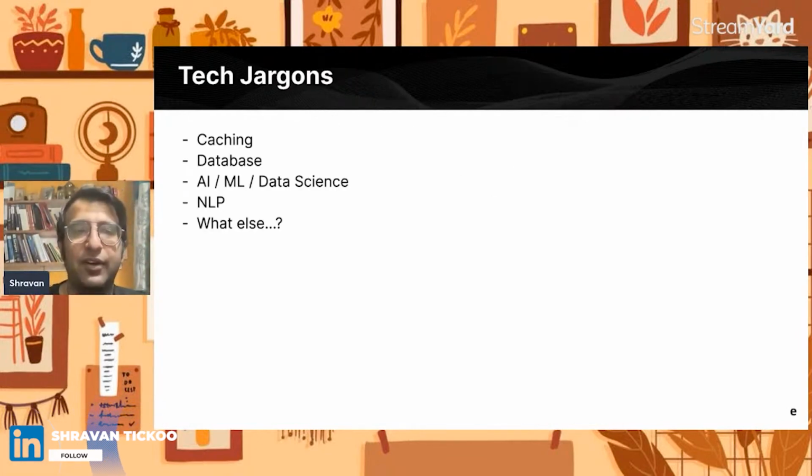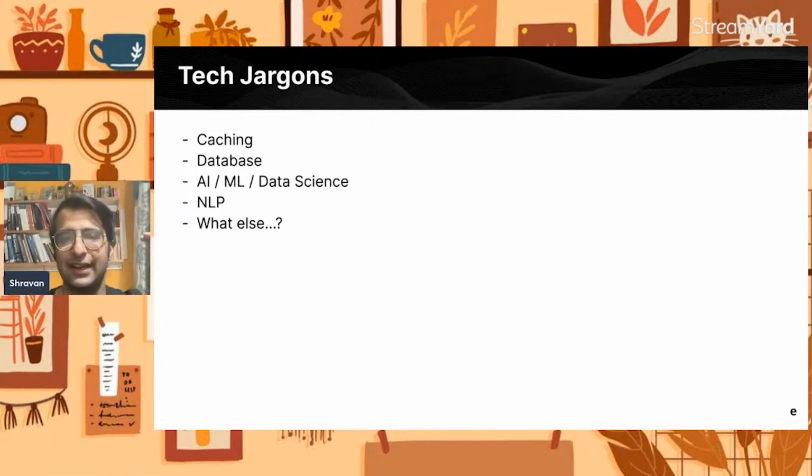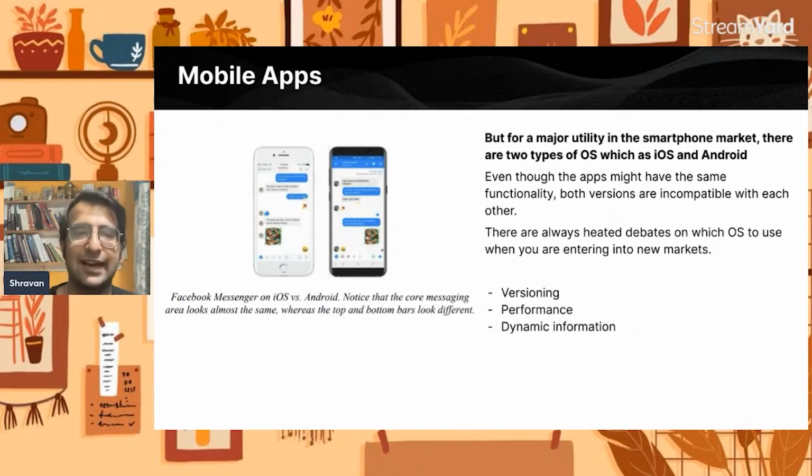In tech, you might have heard a lot of jargon like caching, database, AI, ML, data science, NLP. We will try to break down and understand what is happening. First of all, you have to understand that there are two types of OSs. One is Android and the other is iOS.